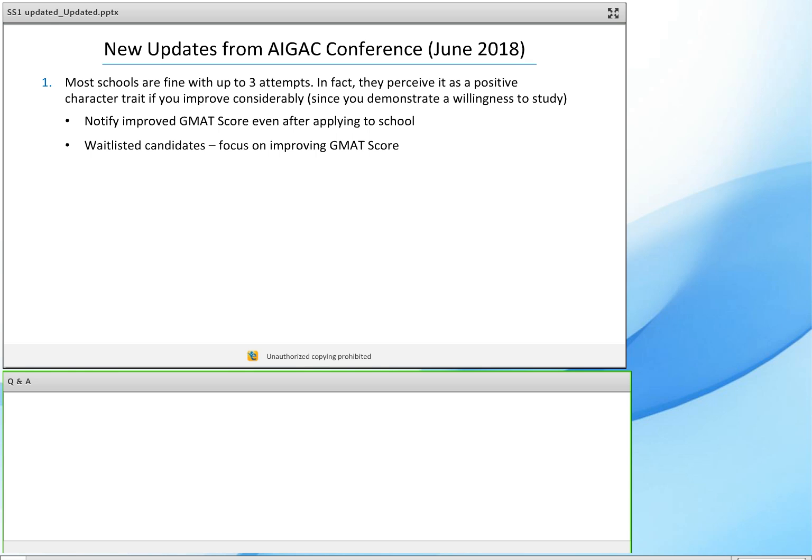Now, some of you may have applied last year, and if you're waitlisted, what admission officers say is, focus on improving your GMAT score. Why? Because a few folks said, what else can you do in 4 months to make us change our mind?